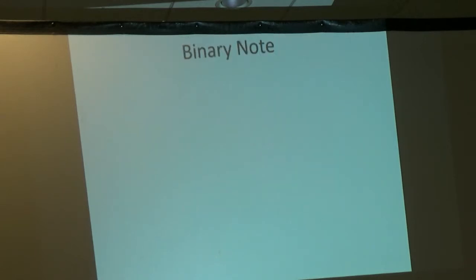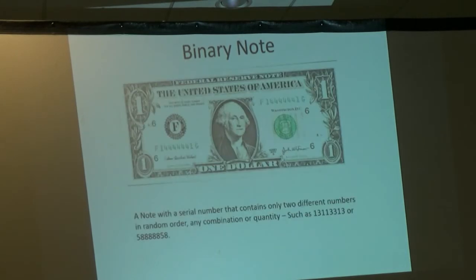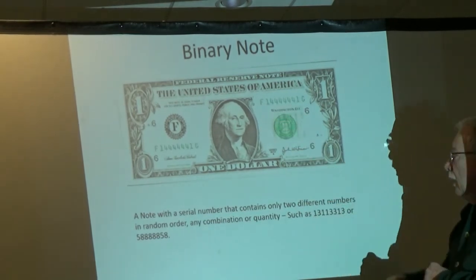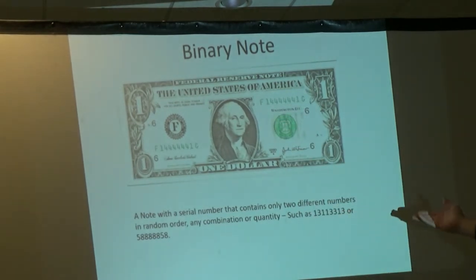Binary note. We're going to currency now. 2 digits, okay? On a binary note, what you're looking for is that the note itself will only have 2 different digits in it. For example, in this note, you have a 1-4, 1-4, and another example would be 1-3-3-1-1-3-3-1-3. So basically a binary note is any note where just 2 digits are represented in the serial number on the note.